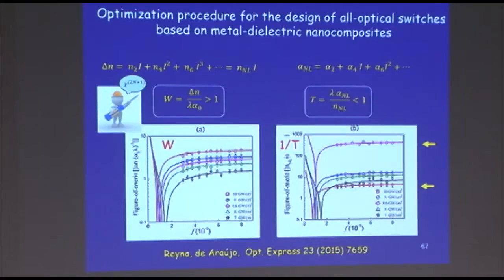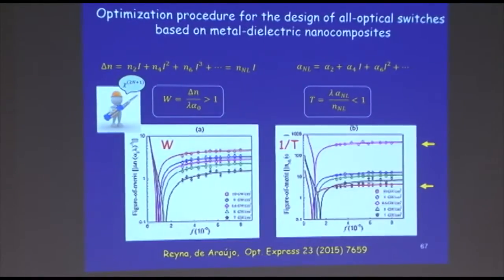So I plot here the results for different frequency, for different intensities, and for different concentration of nanoparticles. And you can see here that what is plotted is 1 over t. So what we want to see is to have this number as large as possible. And by going from this point to this point, I have a change of about 2 orders of magnitude. So it's just a calculation that you can do based on this.